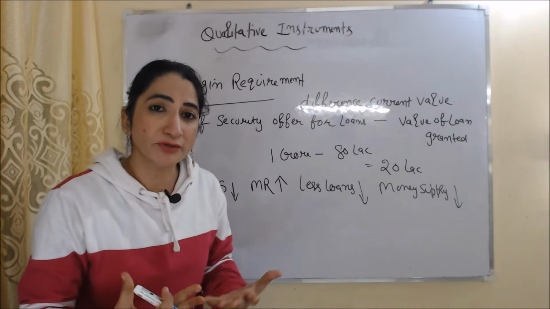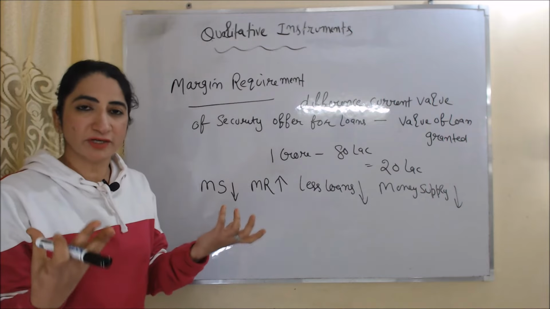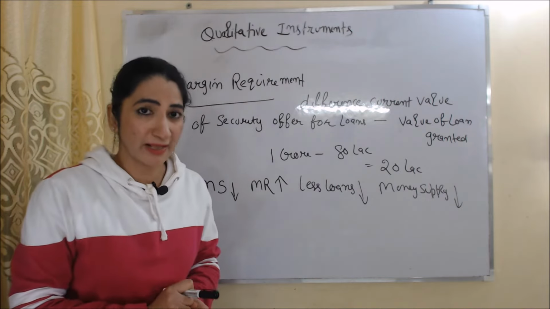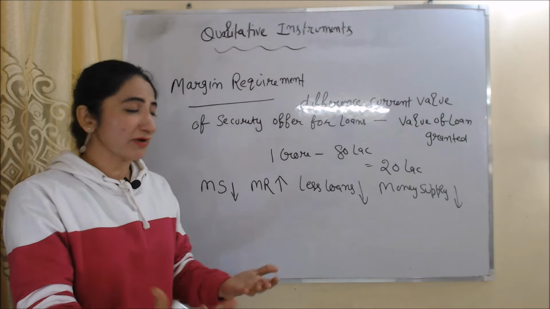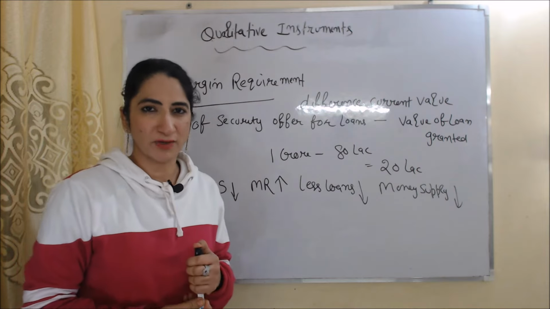If central bank wants to reduce money supply, it will increase margin requirement. For example, if you want to take a loan of 1 lakh, then you have to keep security of 2 lakh. As central bank increases margin requirement, people will take less loan from bank. As a result, money supply will reduce from the market.